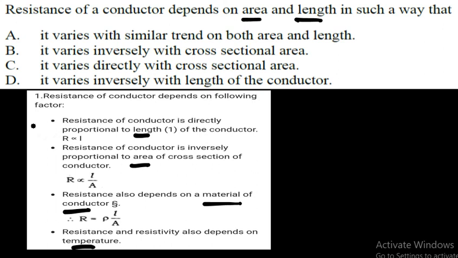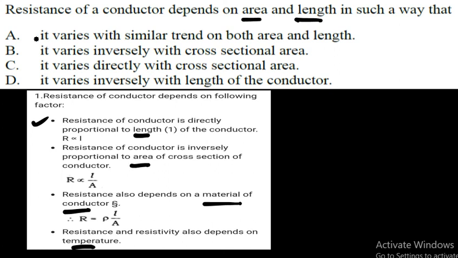Okay, let us see. First one, length. The resistance of a conductor is directly proportional to the length. That means the longer the wire, the higher the resistance, because it's directly proportional to the length of the wire. When you come to area, the resistance of a conductor is inversely proportional to the cross-sectional area of the conductor.